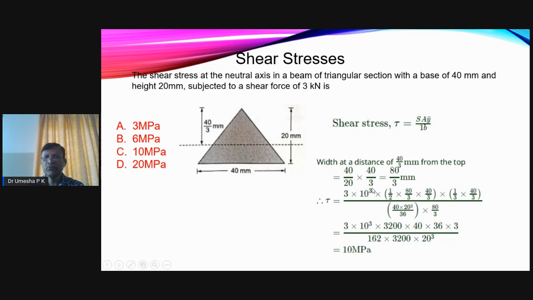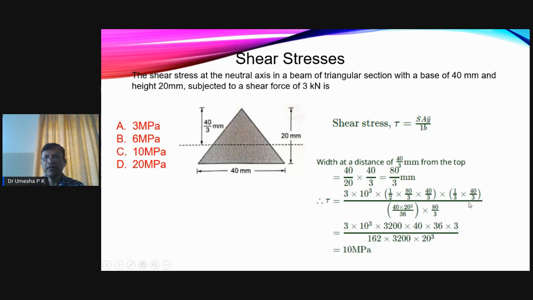So that is the shear force they have given here. Shear force is 3 kilonewton, and the area of this portion is half into base into height. The base you have calculated here, height also 40 by 3. That is the area of that triangular portion, and y bar of that one is one third of 40 by 3.